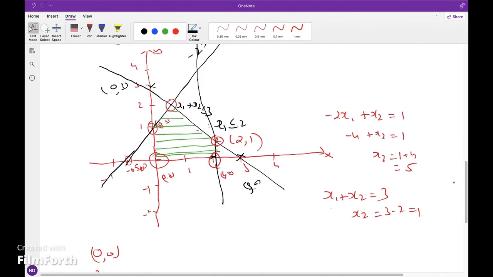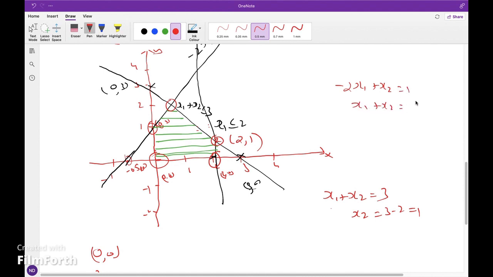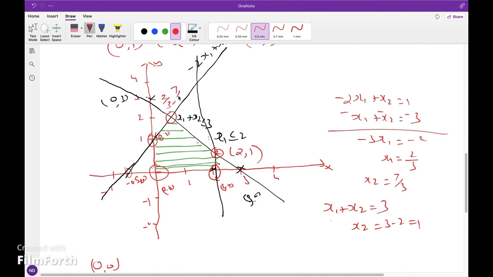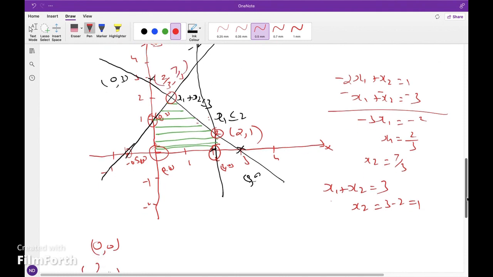This intersection point is the intersection of minus 2x1 plus x2 equal to 1 and x1 plus x2 equal to 3, with the sign changed. So minus 3x1 equal to minus 2, so x1 equal to 2 by 3. Substituting x1 equal to 2 by 3, x2 equal to 7 by 3. So 2 by 3 comma 7 by 3 is this intersection point. The last point, 0 comma 1, is this intersection point. So this is the bounded region.